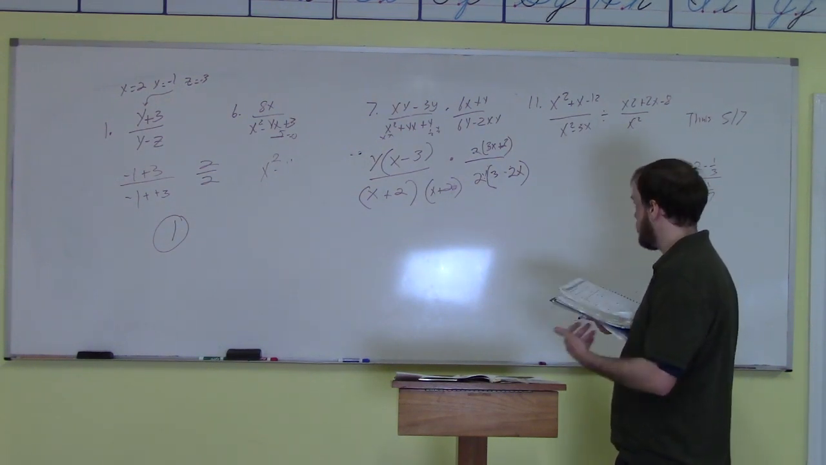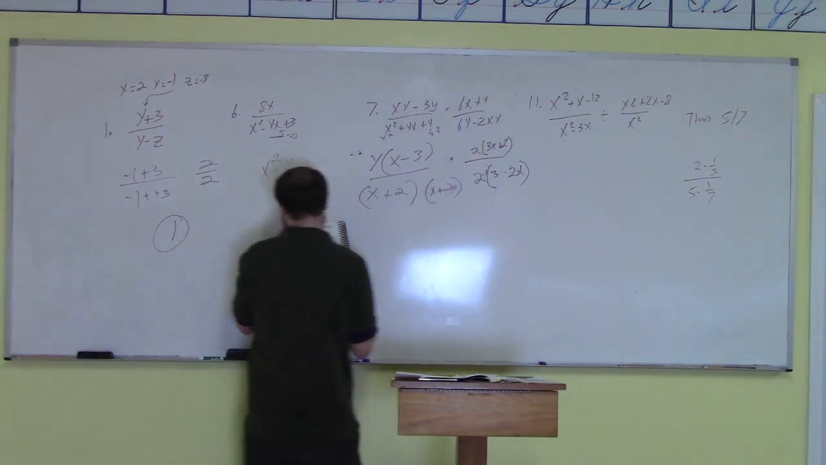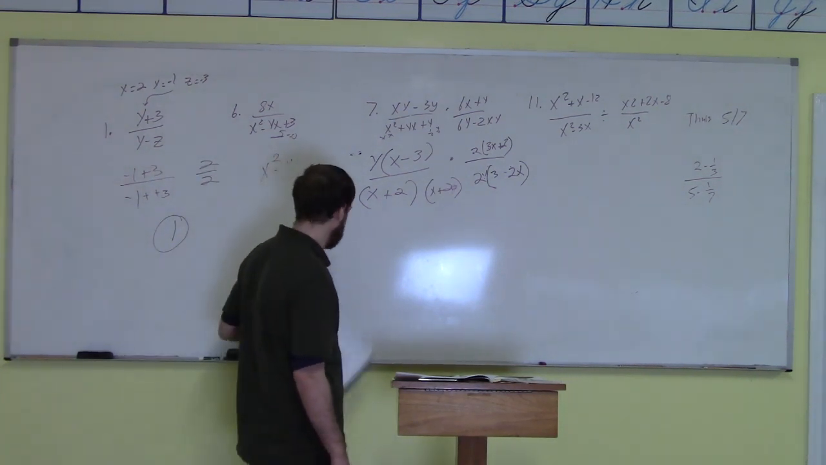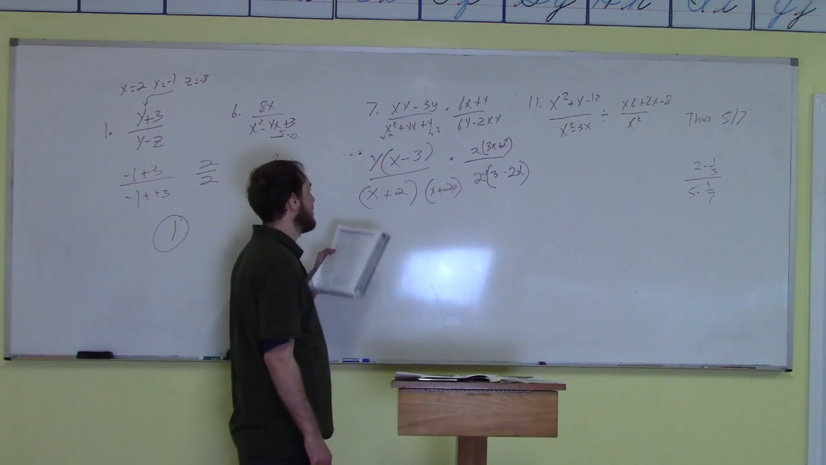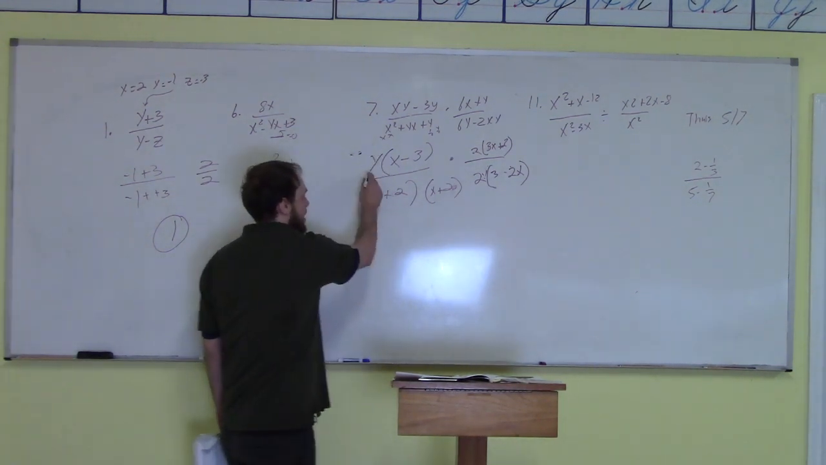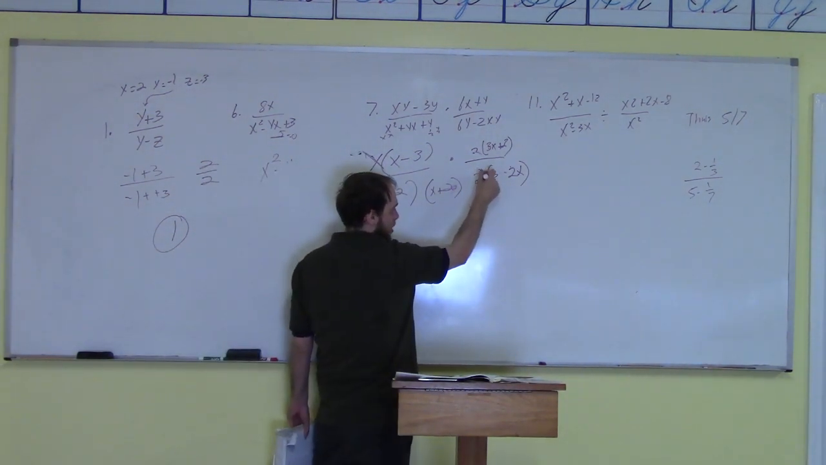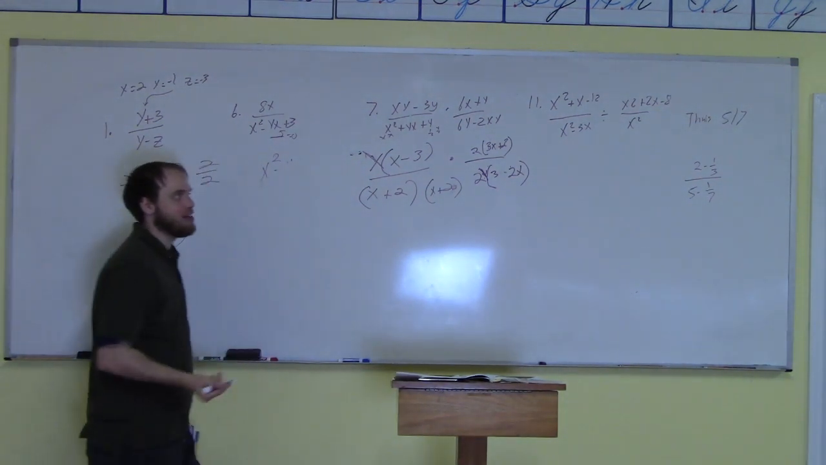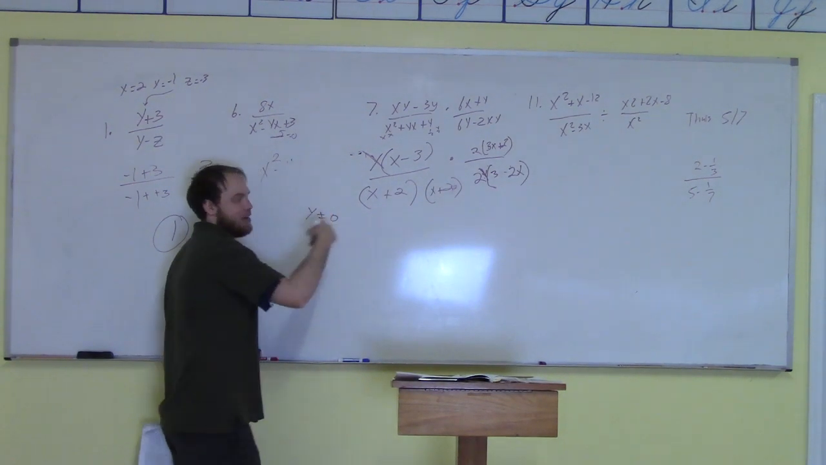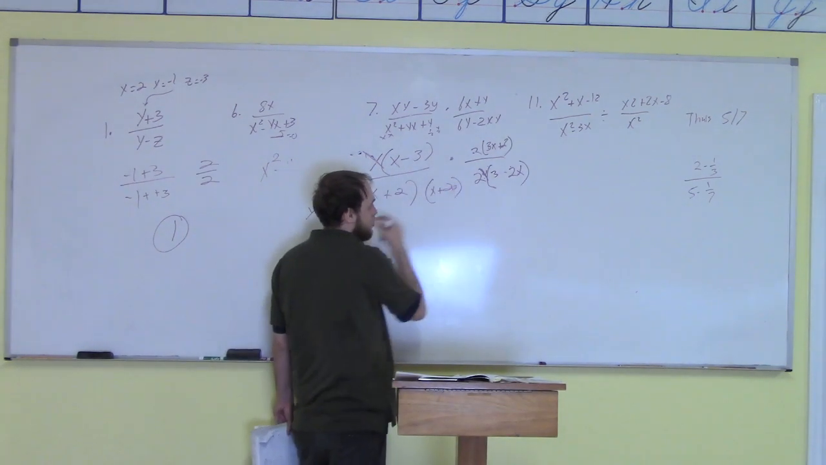So what I'm going to do is look and see what cancels. Let's see. I have a y up top right here that cancels with this y down bottom right there. So remember, anytime you cancel something, you have to account for it. So that means that y cannot equal 0, because what you cancel cannot equal 0. And so y cannot equal 0. So these y's cancel.